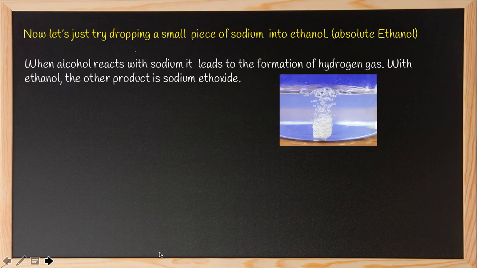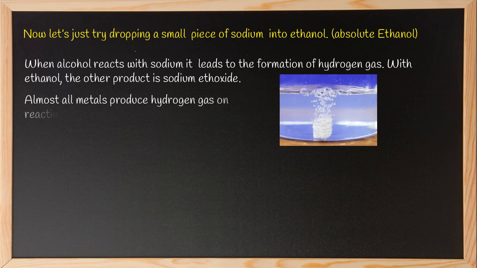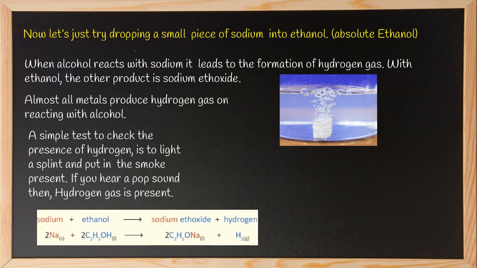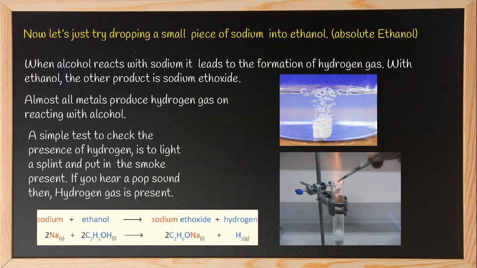In this image you can see a small piece of sodium which is dropped into ethanol. Then you can see bubbles popping up, which is nothing but the production of hydrogen gas. Along with the hydrogen gas you also find another product called sodium ethoxide. Almost all metals produce hydrogen gas on reacting with alcohol. A simple test to check the presence of hydrogen is to light a splint and put it in the gas present. If you hear a pop sound, then hydrogen gas is present. So this is the reaction and now this is the test.